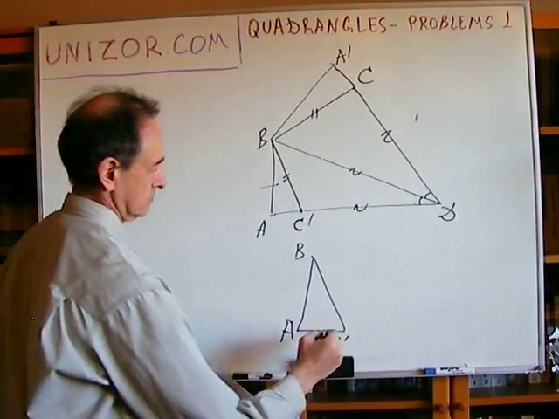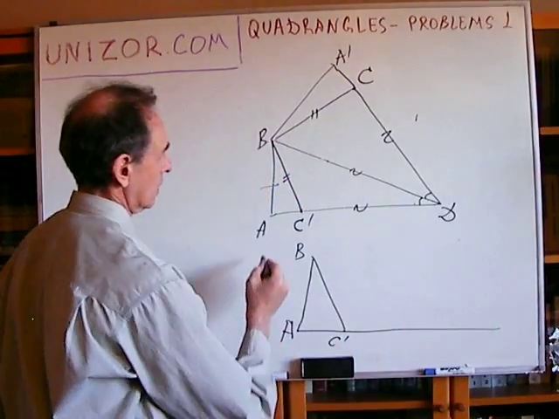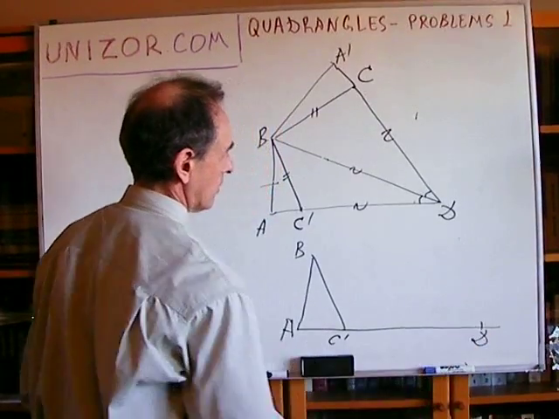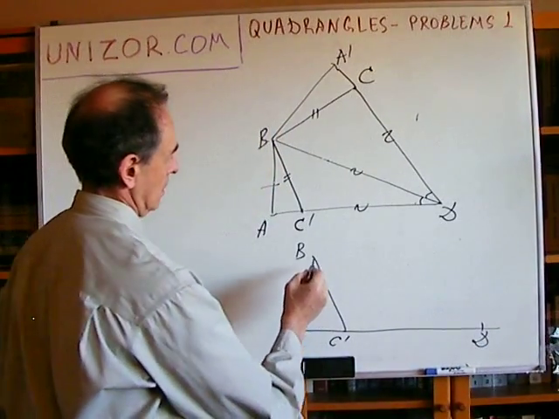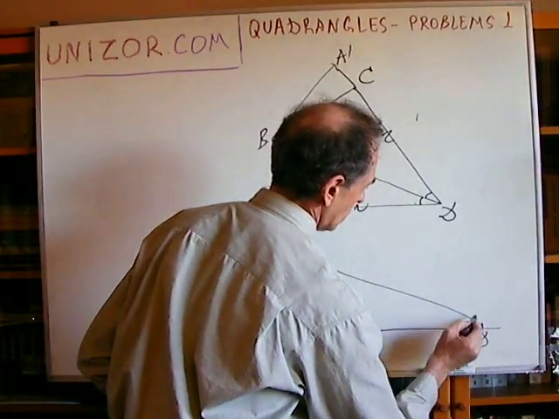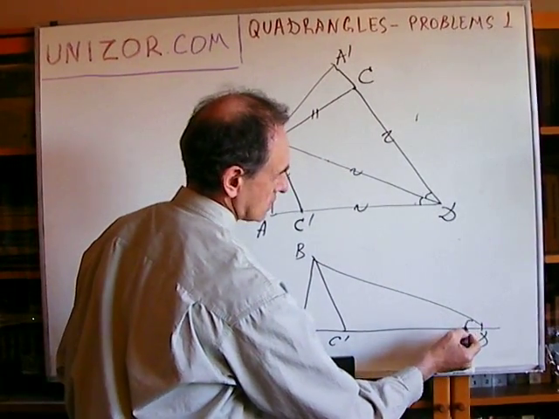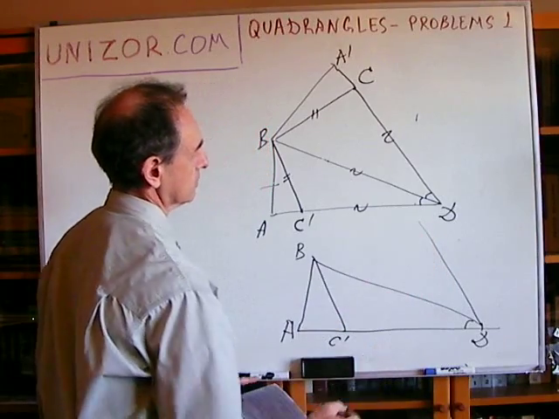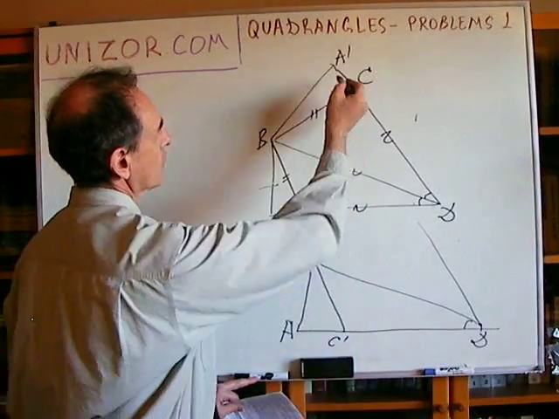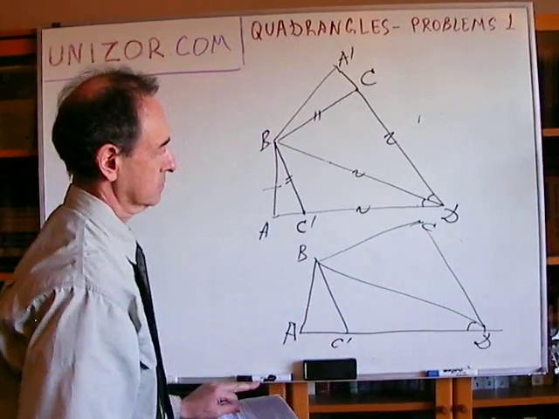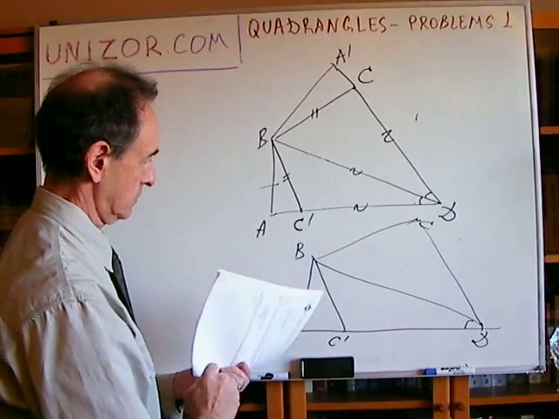Now, since we know AG, it's one of the sides, we put the G point here, right? Now, since we know that BG is bisecting an angle, we build an angle equal to this one. And knowing CG, we get the C point. That's it. End of story.